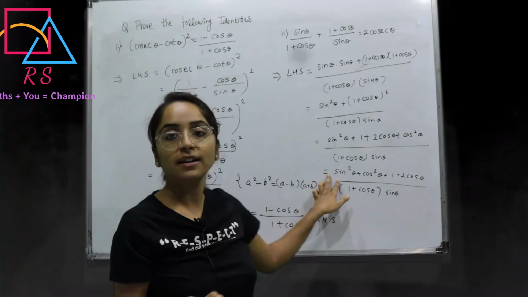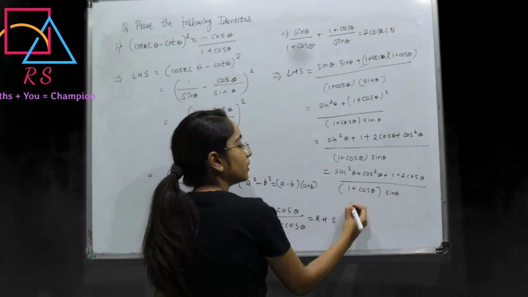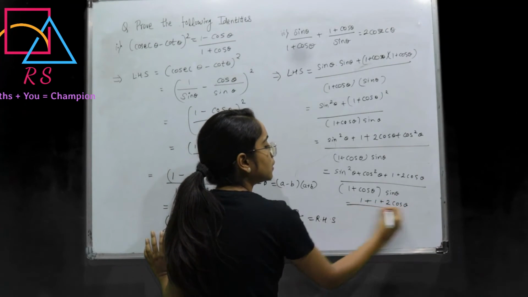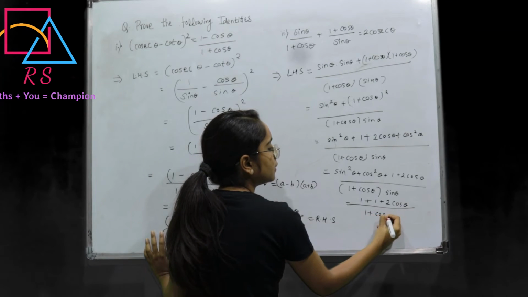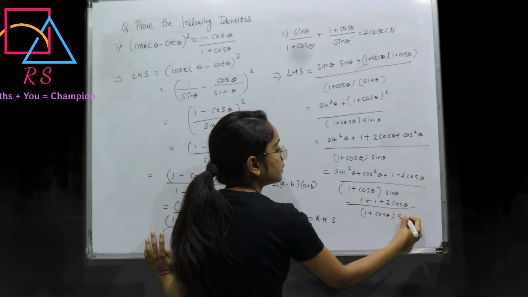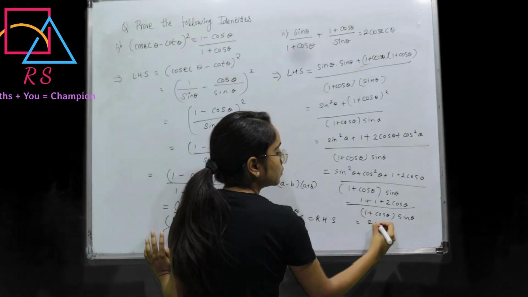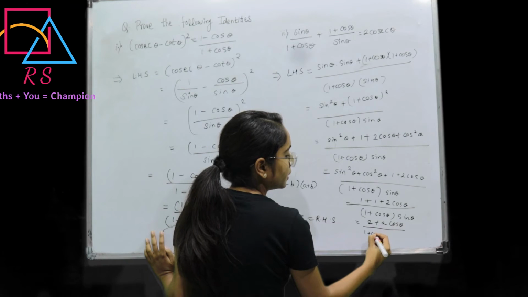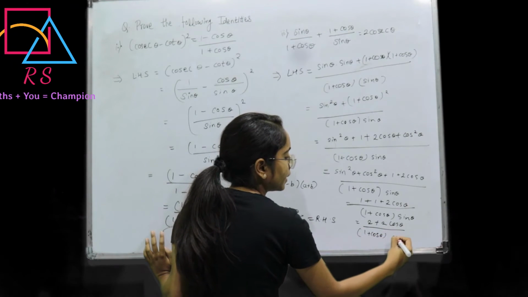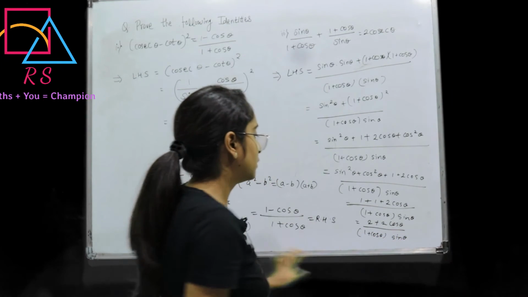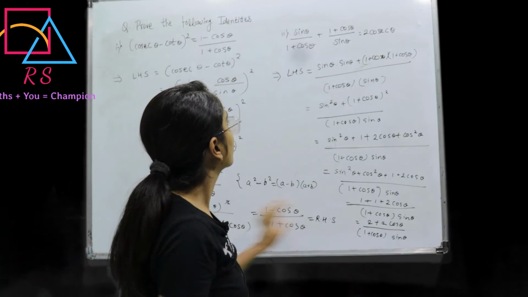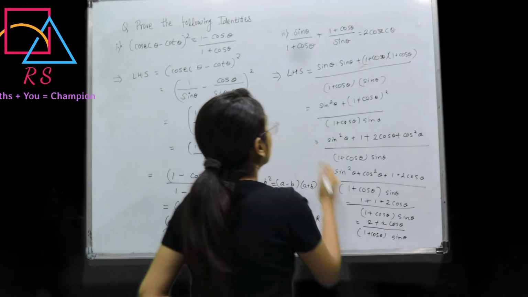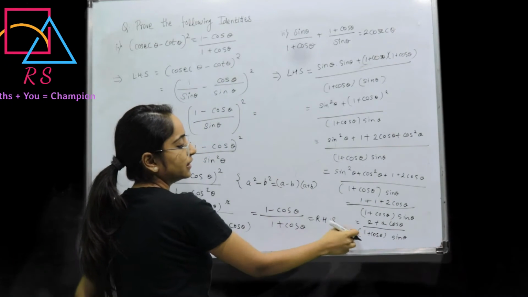Here as you can see, it is an identity. Sin square theta plus cos square theta is 1, plus 2 cos theta, upon 1 plus cos theta and sin theta. 2 plus 2 cos theta upon 1 plus cos theta into sin theta. So here you will be able to see that I have gotten the final value.